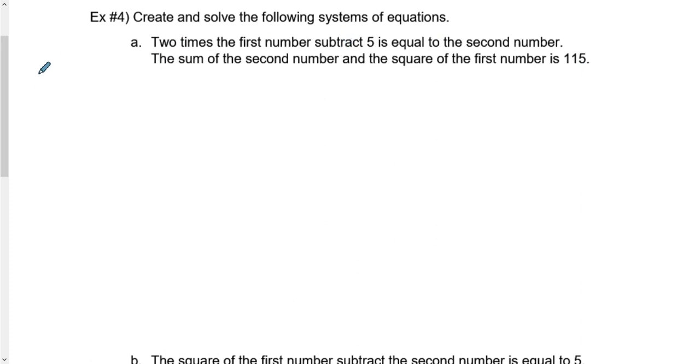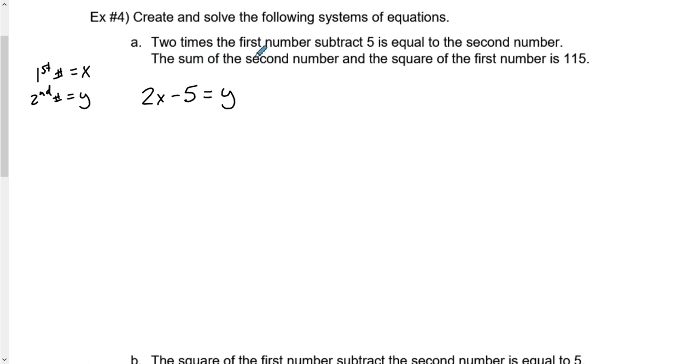So literally, if we just classify our numbers as x and y, we can do a lot of quick work here. 2 times the first number subtract 5 is equal to the second number. So that first entire equation is saying that if I take 2 times my x, I subtract 5, it's going to be equal to the second number of y.